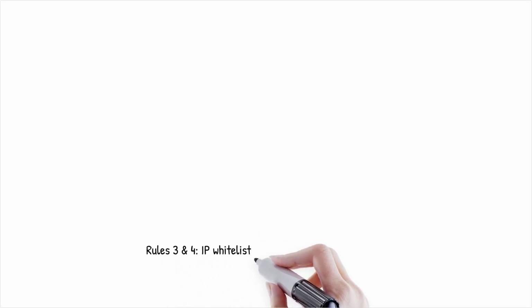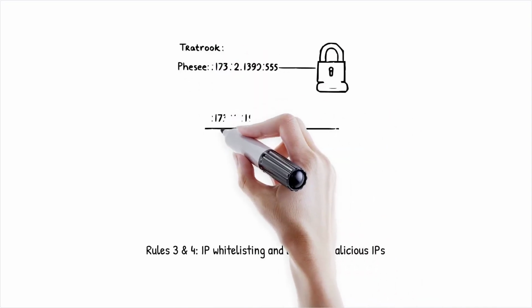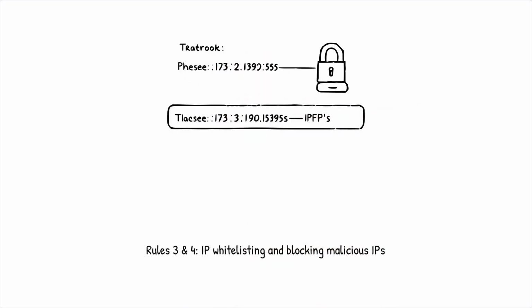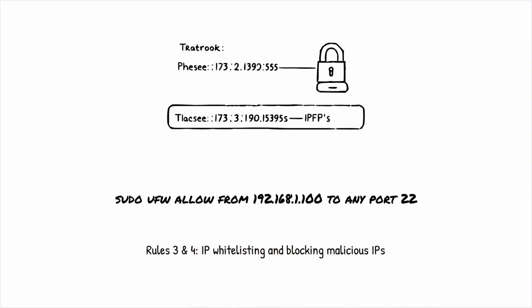Third, use IP whitelisting. Allow access to trusted IPs only. This is especially useful for administrative services like SSH. Fourth, block traffic from known malicious IP addresses. This might require regularly updated lists so you can automatically discard traffic from these sources.